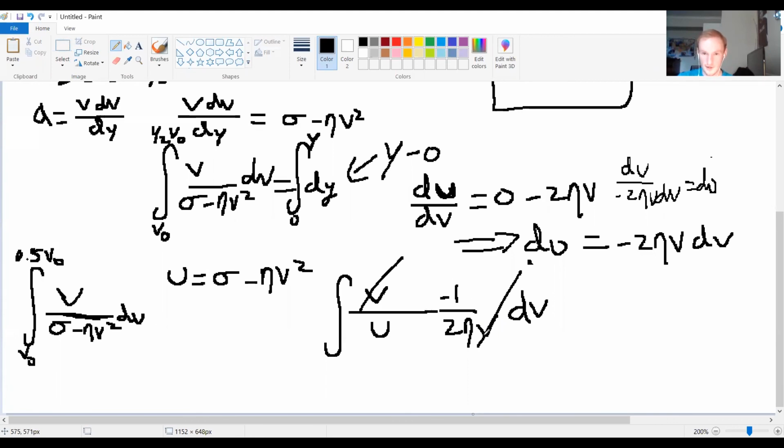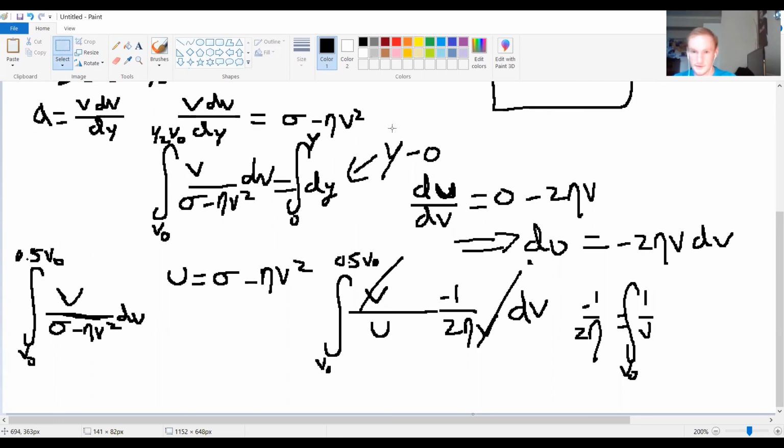So since these are all constants, we can just pull them out of the integral, get them out of there. So we have negative 1 over 2n is equal to the integral of 1 over u from v0, let's put them over here, 0.5 v0. Yikes, this is a mess. I'm going to rewrite this.